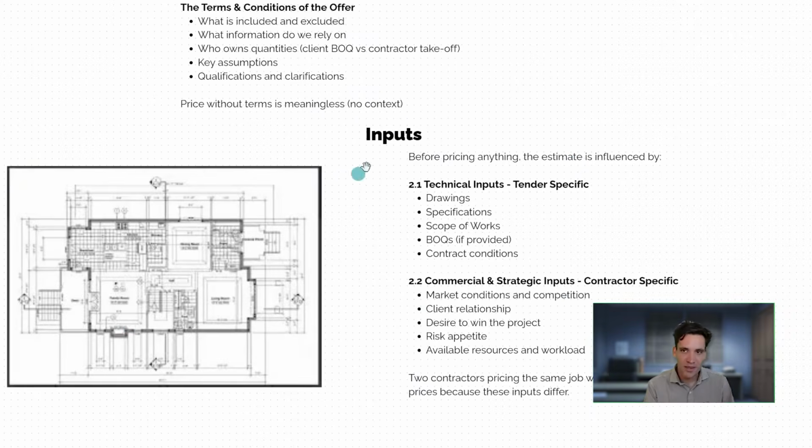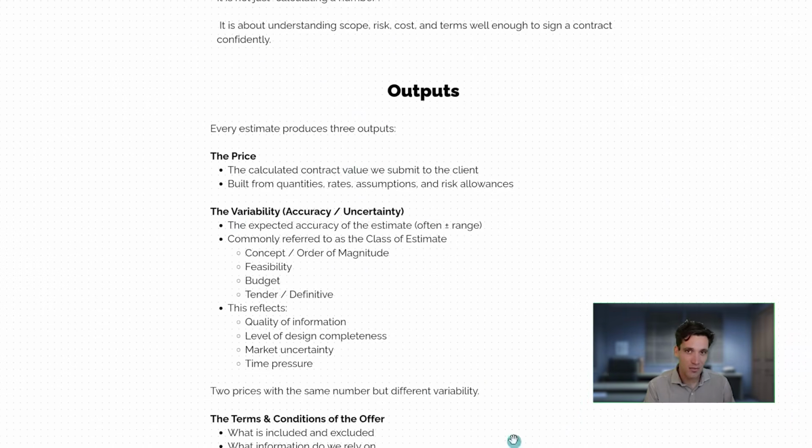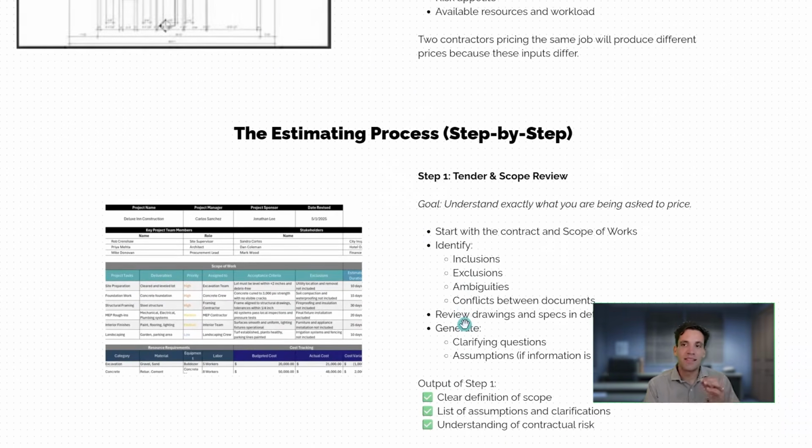How do we go from these inputs to this output? So the first step in the tender process is simply to digest and understand the documentation you've been provided and exactly what your client is asking you to price. Don't start with the drawings. This fundamentally starts with the contract and the scope of works. What is your client asking you to price? What are they asking you to exclude? What information are they giving you? Are there conflicts between documents? Are there things that aren't clear?